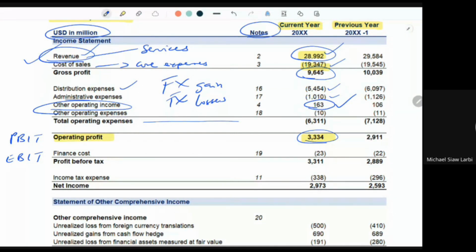So finance costs can be as basic as interest on a loan. You go to a bank, the bank charges you interest, they charge you a facility fee, an arrangement fee, whatever, for that particular loan. You take that out too, you have your profit before tax. So that is basically 3.334 minus 0.023 gives you this. Now the 3.311 is how much you have before you pay GRA for the year.